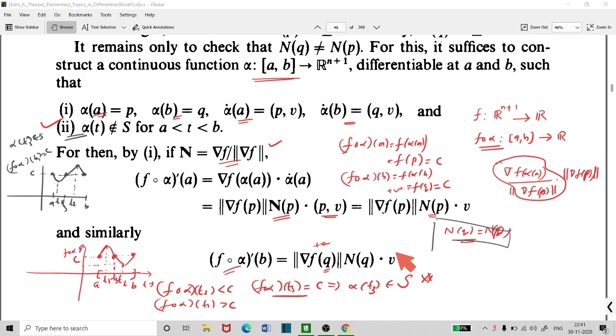This shows that once you construct such a function alpha with these conditions, you can say that n of q is not equal to n of p. Then one of them will give v. Hence, we can say that this Gauss map is onto. So this is the idea of proof. The only thing that remains is to show that this alpha can be constructed with this condition.